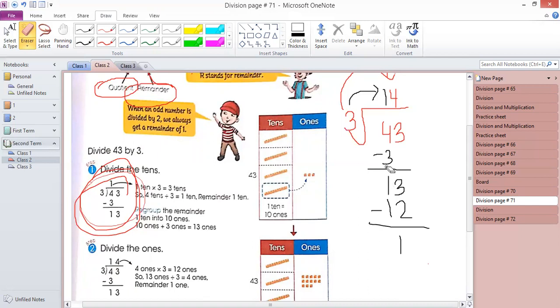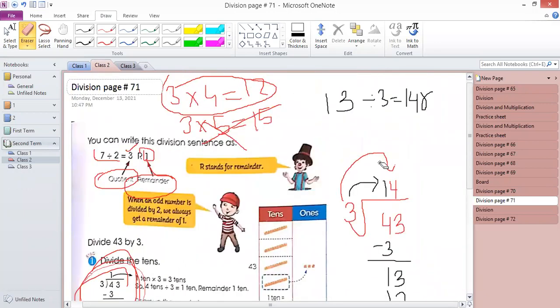This is 1. 1 cannot be divided alone because it is less than 3. That's why this 3 you will drop down. With 1, 3 ones. So it is 13. Now you have to divide 13 by 3.